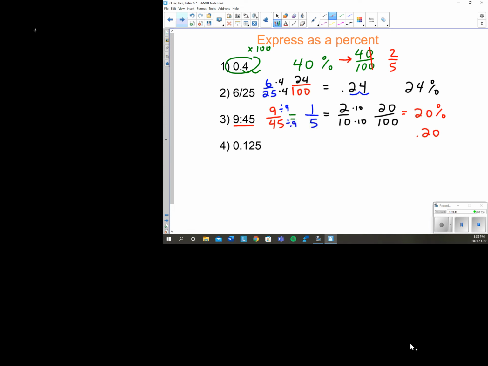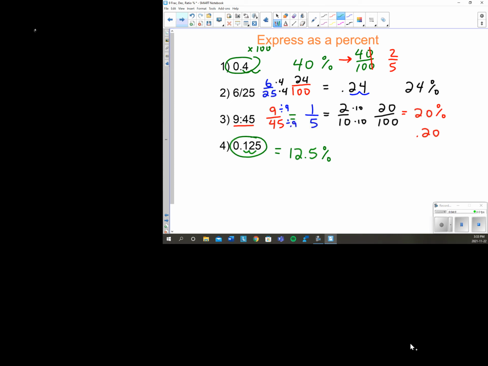Finally, if I've got a decimal already given to me, it's pretty easy to make it into a percent just by moving the decimal over 2 places or timesing it by 100. So that would be 12.5%. And you could have a decimal in the percentage if you've got a half a percentage like this.